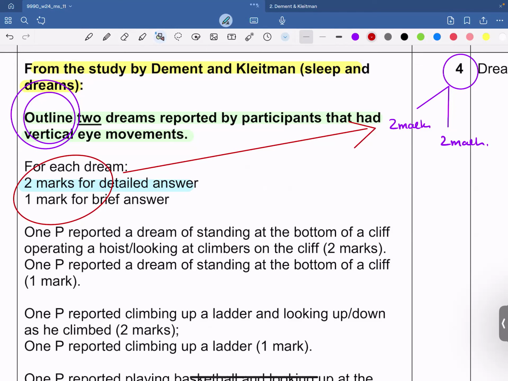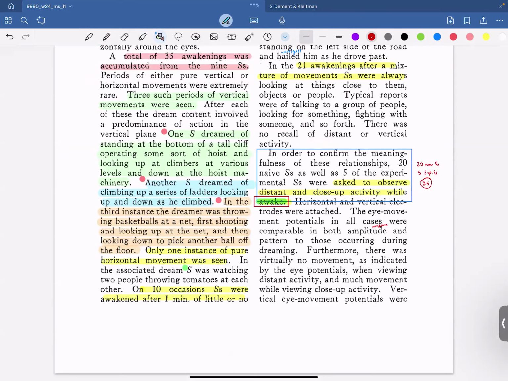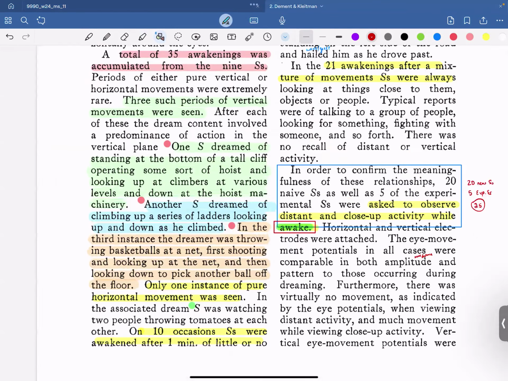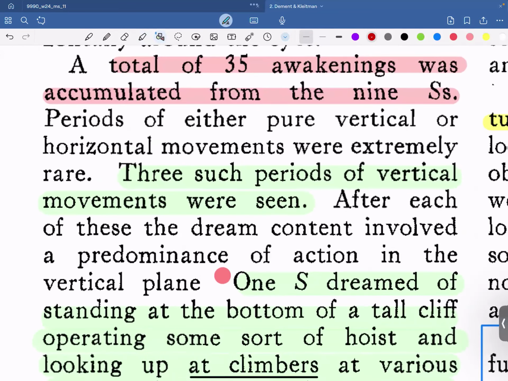Now, taking this ahead, I'd like to take this opportunity and help you quickly revise the results related to the third aim. That is the relationship between the pattern of eye movement and the content of the dream. Giving this a quick read, a total of 35 awakenings was accumulated from the 9 subjects.